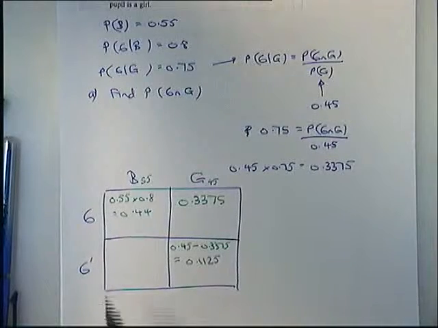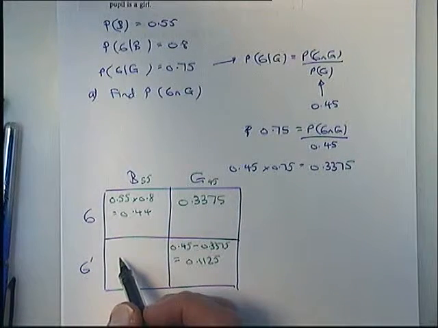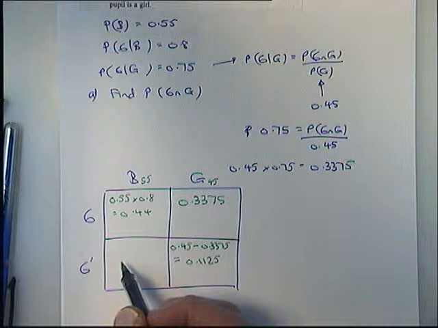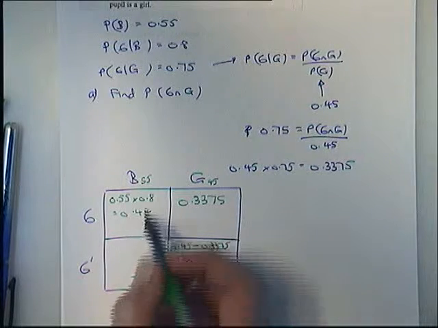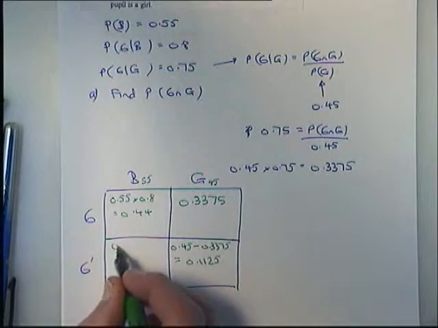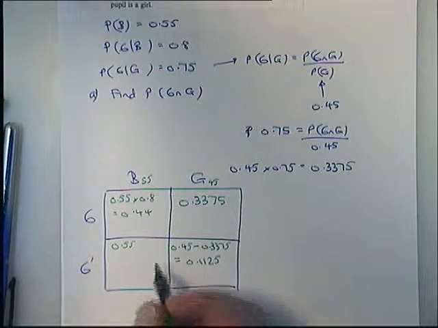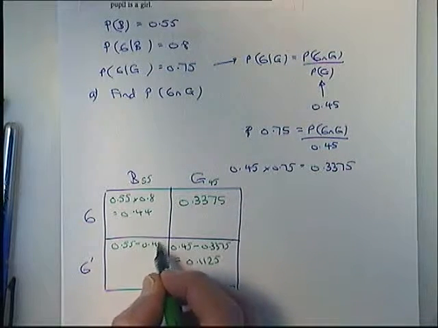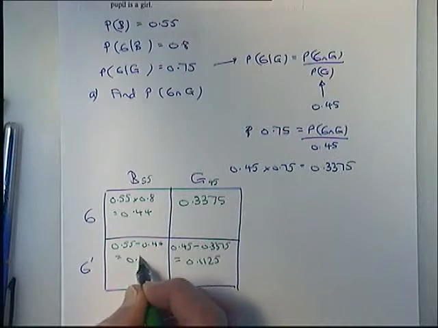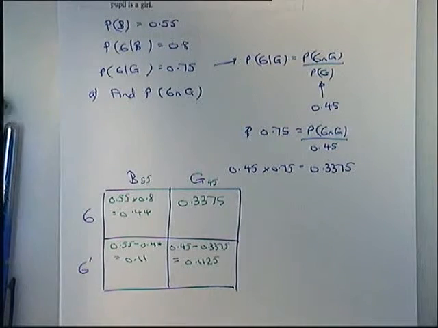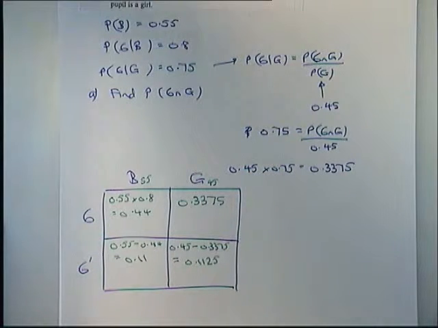Then the final one down here, how can I work out the final one? Yeah, take that away from the 0.55. I know there's 0.55 in this column altogether. So if I take away the top one, I'm going to be left with the bottom one, which is 0.11. So again, you can do some of these things using the formulae, some of these things by doing the drawing.